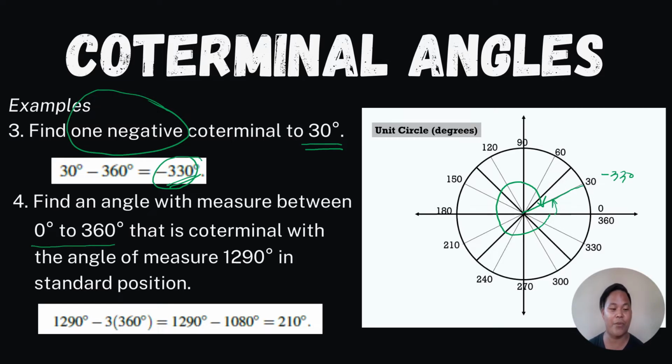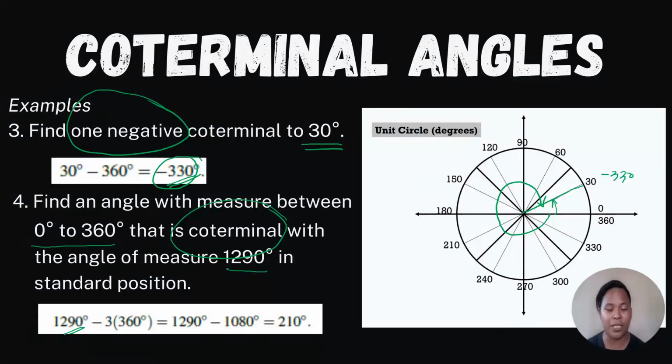Let's have number 4. We're going to find an angle with measure between 0 degrees to 360 degrees that is coterminal with an angle measure of 1,290 degrees in standard position. Since ang hinahanap po natin dito is coterminal angle and yung atin pong hanapin dito is positive coterminal, we're going to subtract multiple of 360 from 1,290 degrees.